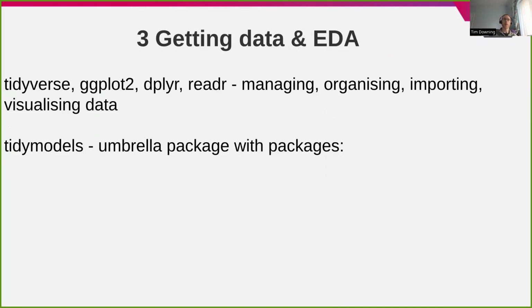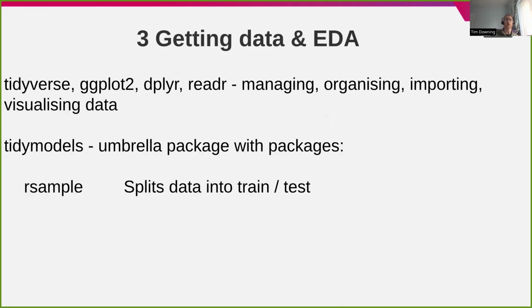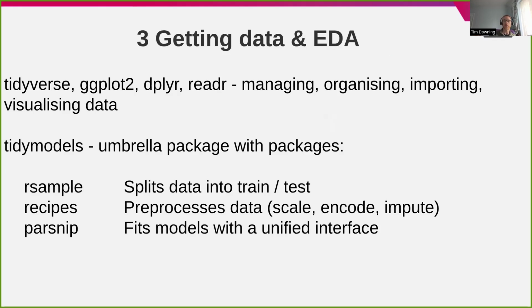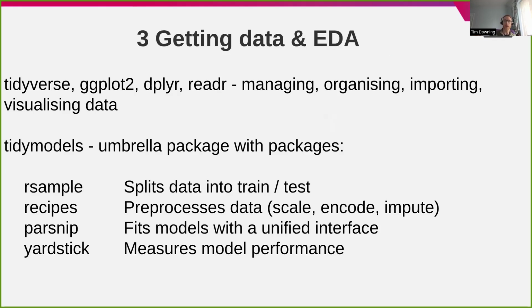We're going to use the umbrella package tidymodels, which links to a series of packages we're going to use. rsample splits our data into the training, testing, and sometimes validation data sets. recipes allows us to pre-process the data. parsnip fits the model and helps us make predictions. And yardstick helps measure model performance.